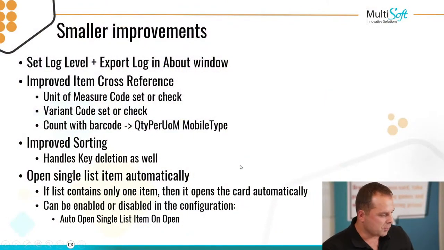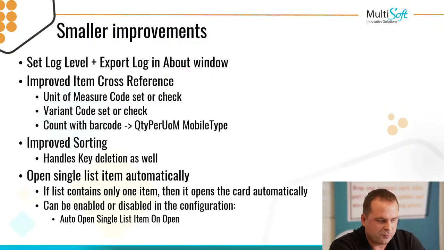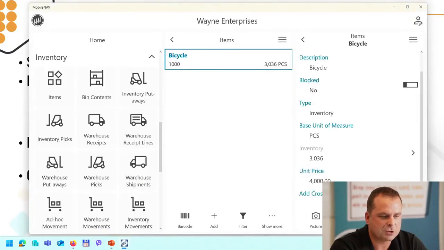And now some smaller improvements. First one is quite an important one for support purposes. Maybe you sometimes had the problem of exporting a log from the MobileNAV client application, because you are not able to log into MobileNAV at all. So now what we have done is a very small thing. Now you can also change the log level in the MobileNAV client application in the About window.